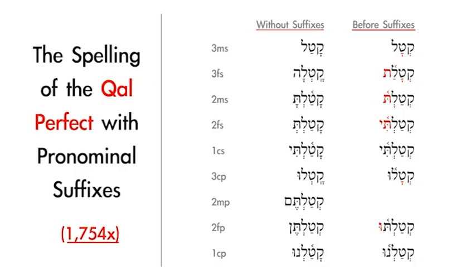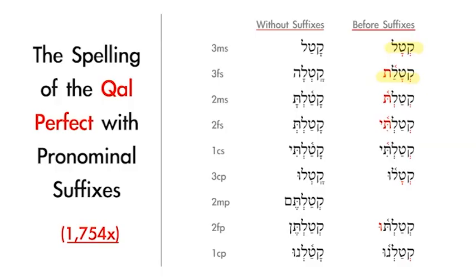Let's work through some of these changes together. In the 3ms form, you'll see a vocal schwa under the qof and a qamets under the tet. In the 3fs form, you'll see the same vocalization pattern, but you'll also see that the he of the afformative has strengthened to tav in order to take the pronominal suffix. And you know that you cannot add anything to a Hebrew word that ends in a he without that he either dropping off or strengthening to a tav. And in this case, the afformative strengthens to a tav.